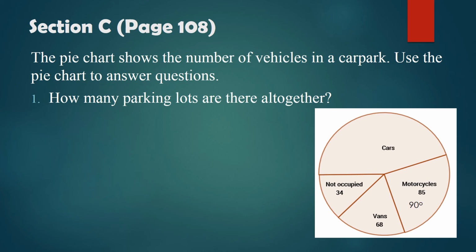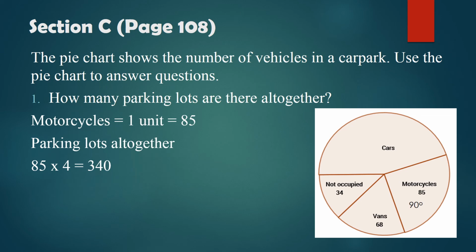Now let's move on to another page of section C, page 108. It's about a pie chart. The first question of this pie chart is, how many parking lots are there altogether? In order to answer this question, you have to know about the motorcycles. According to the motorcycle, it is 90 degrees, and as you know, 90 degrees represents a quarter of a pie chart, so it means 1 unit equals 85.